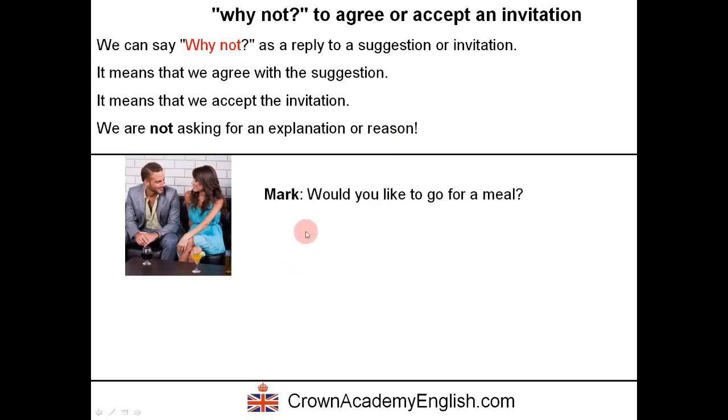Example. Mark and Jane are in a bar having a drink. And Mark says, would you like to go for a meal? And Jane replies, why not? Good idea. Okay, so Jane here is in fact saying, yes, good idea. She's accepting the invitation. Jane is not asking for an explanation or a reason. She's simply saying yes.